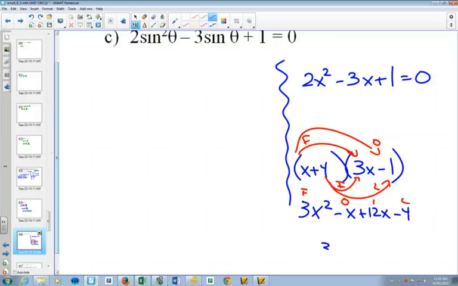And what always happens when it's made into a trinomial, your first ones still appear from multiplying, that's your 3x squared. Your last ones still appear, but your outside and inside always get combined because they're like terms. Now, we use this same idea when we're factoring it out, okay?